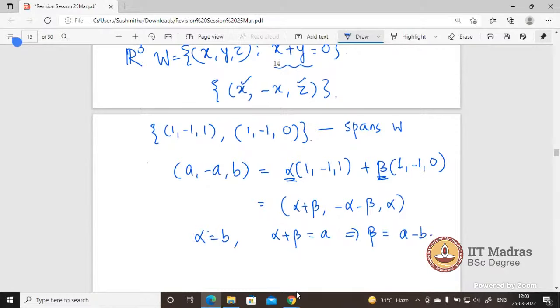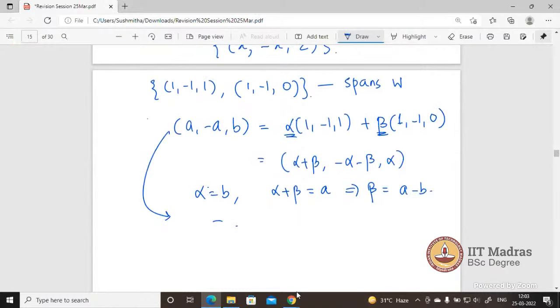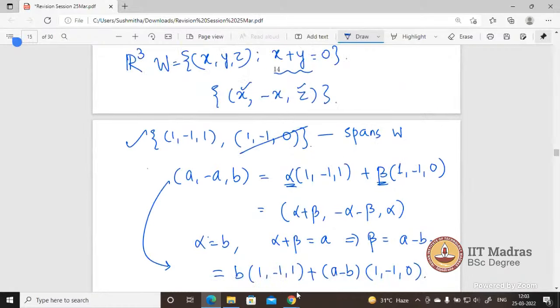Right? So any vector in the vector space can be written as B times (1, -1, 1) plus (A minus B) times (1, -1, 0). So this is a spanning set, right? Yes, that is why I am able to write like this. Now what will happen if I remove one of these elements? You won't be able to write the vector in that way. Suppose I remove this element.